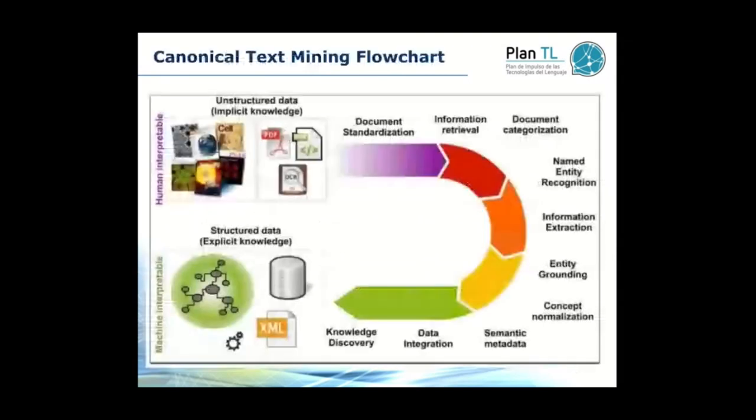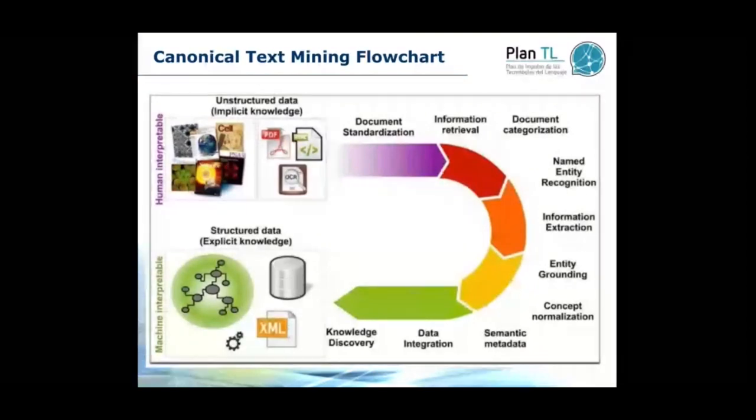In the text mining flowchart, as you can see in the picture, we start with unstructured data, and after that we apply components such as information retrieval, named entity recognition, and information extraction, until we get knowledge discovery from the resource.